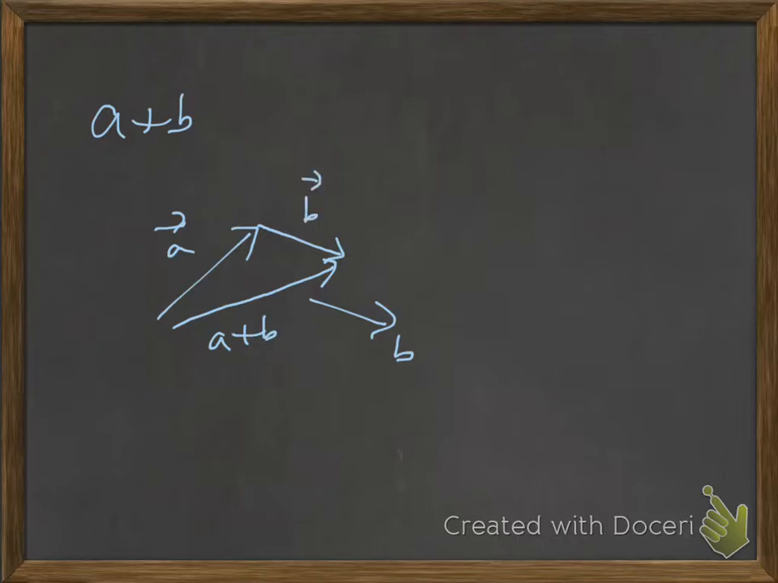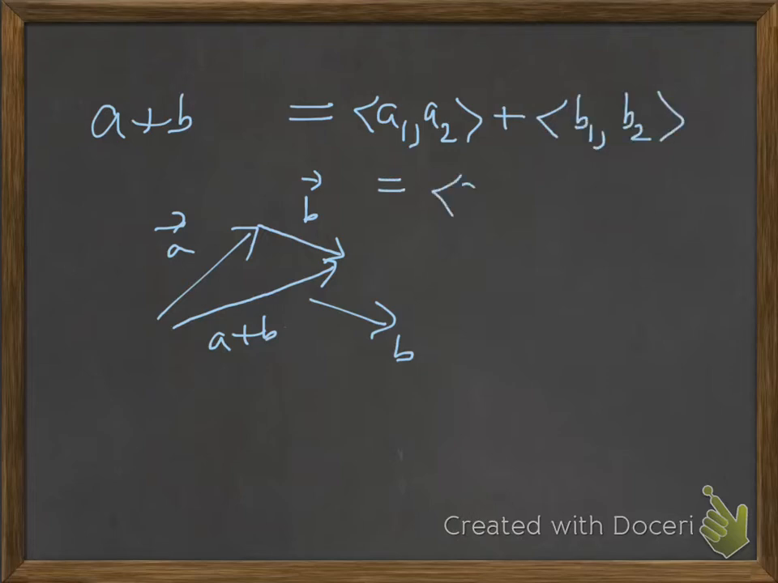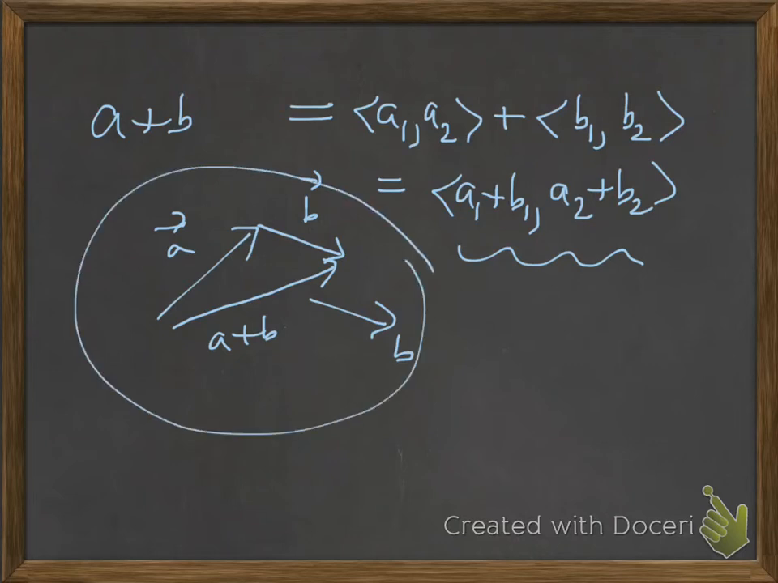Well, we can actually find this component-wise by taking the components of A and adding them to the components of B. And that gives us A1 plus B1, A2 plus B2. That is, the components of our new vector is the sum of the components of our vectors A and B. And I leave it up to you as an exercise to show geometrically why this behavior leads to that algebra.